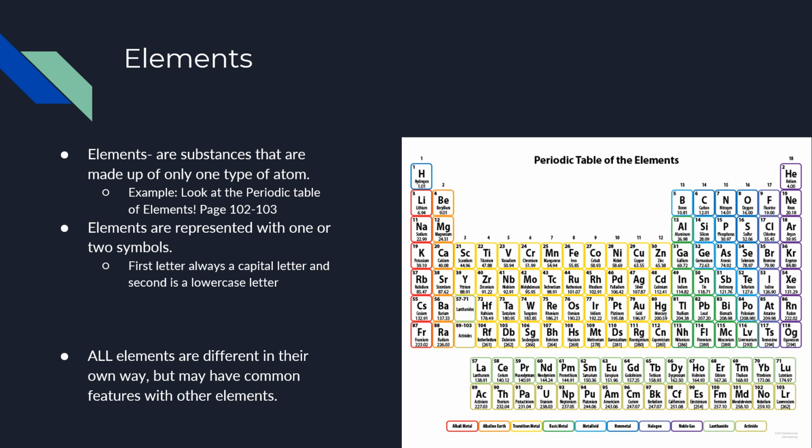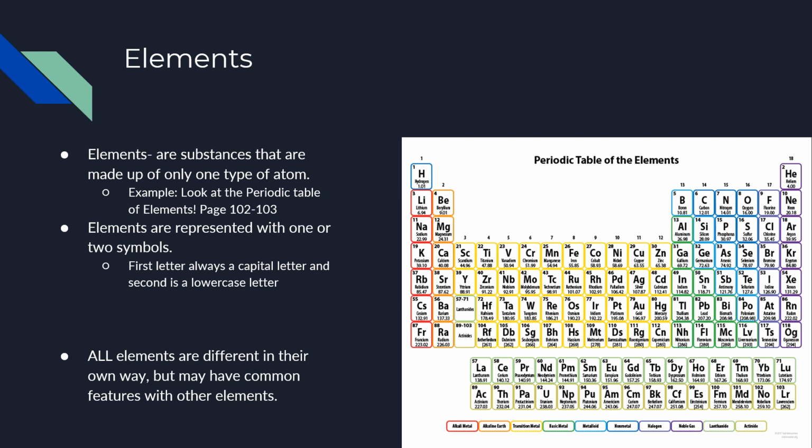Elements. Elements are substances that are made up of only one type of atom. So here to the right, we're going to see our periodic table of elements. And you can look at the periodic table of elements on page 102 to 103 in your textbook.